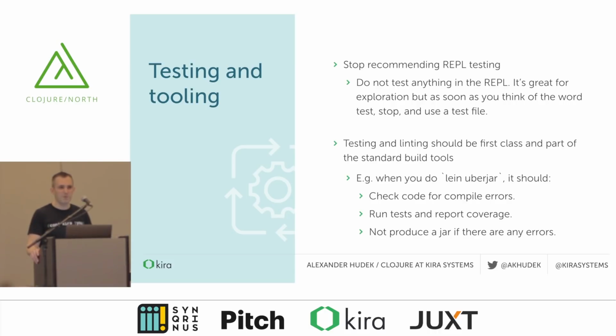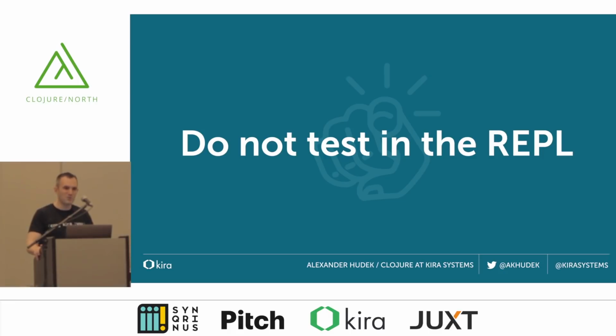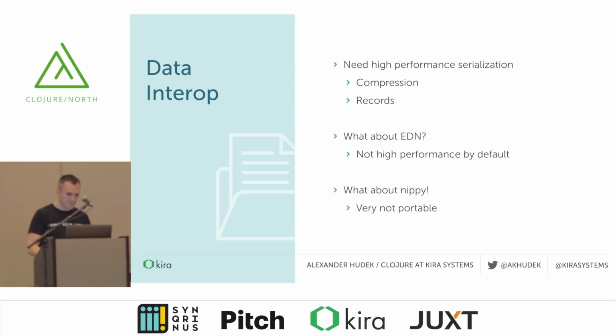Stronger linting could be really useful in consistency of code as well. And then, of course, I think we should be much more vocal about people testing things in the REPL. It's like, just don't do it. When you're thinking the word test, get a unit test going. You can use the REPL for your unit test, that's cool. But testing in the REPL is not great. REPL's great for exploration, not for testing.